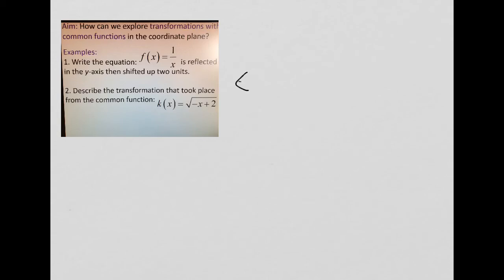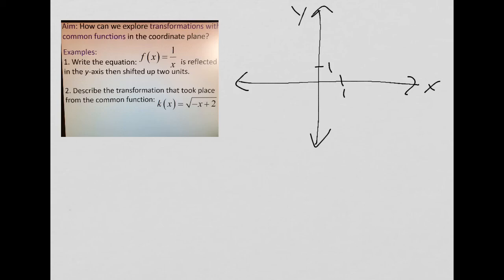Okay, so for number 2, it looks like we have the square root of x. Okay, so let's put in our common function for the square root of x. Right, so that's there. Maybe I should label it. Last time I didn't label the common function. But now we want k of x. And you can start plugging in points if you're not sure of the transformation, just so that you can get a good look at what you're working with.